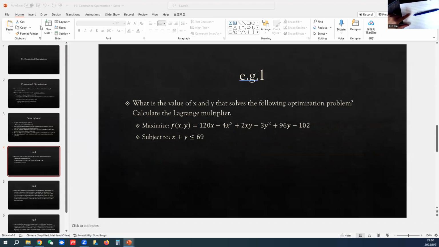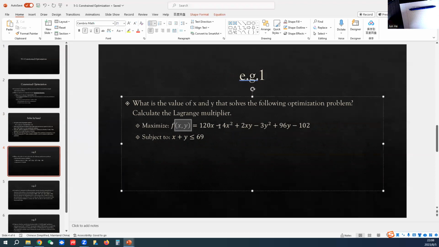Okay, so now let's look at example 1. Example 1 asks you to maximize this function, okay, subject to this constraint. And now you have to figure out the values of x and y that solve the following optimization problem. Okay. So let's get to this.